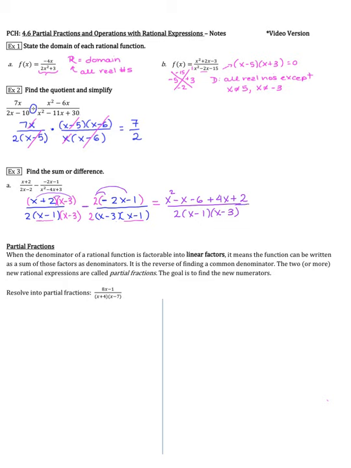All right, so we want to simplify that and see what we end up with. I'm going to do it right above it. So this gives me x squared. I have minus x plus 4x, so that's going to be a positive 3x. And minus 6 plus 2 is a minus 4.